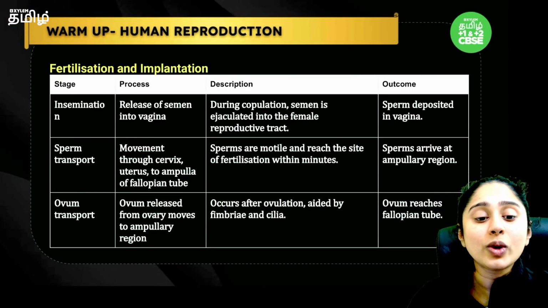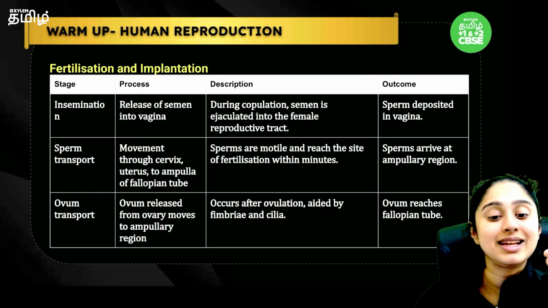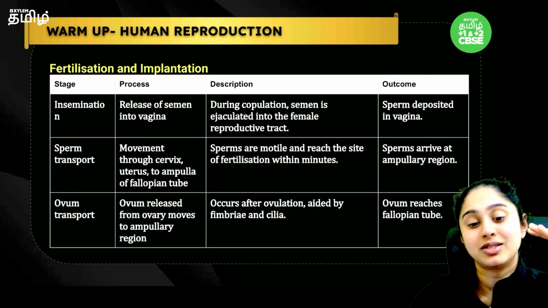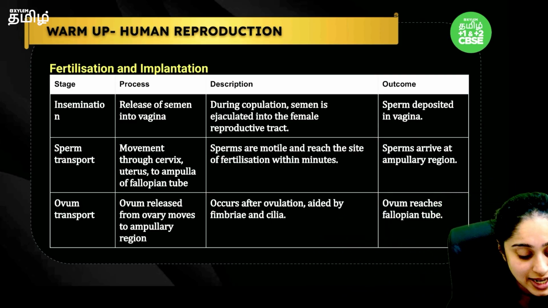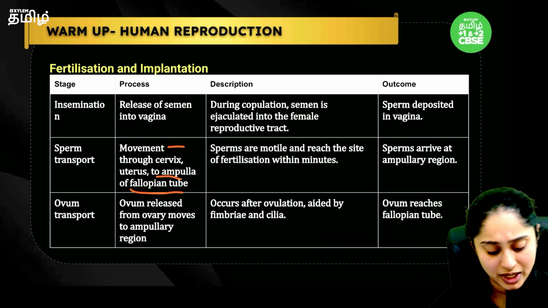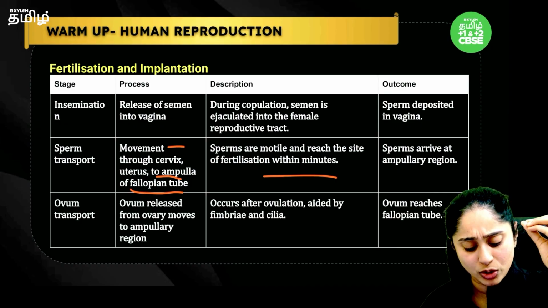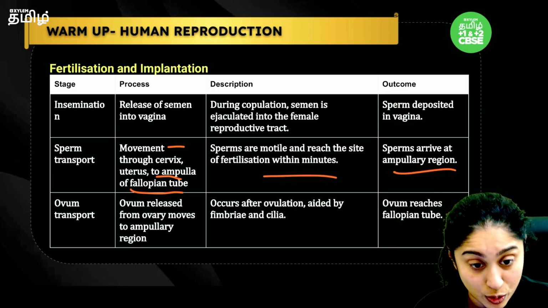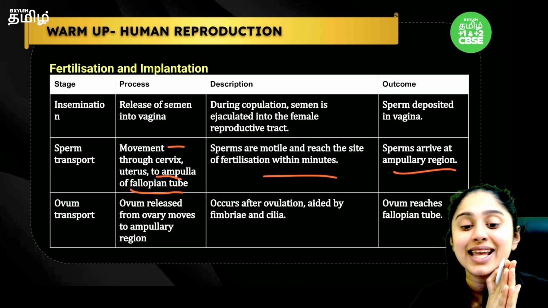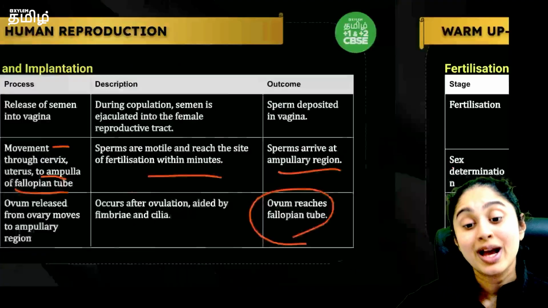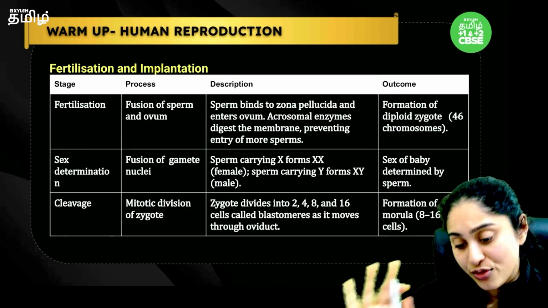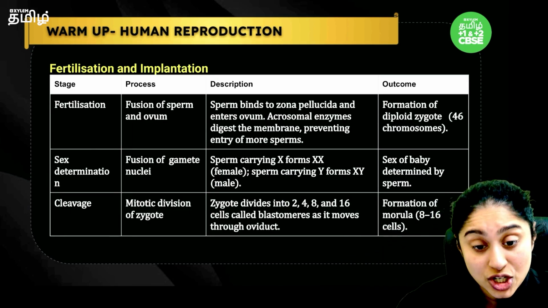Okay, now if you look at fertilization, once the release of the semen happens, once the ejaculation has reached the female tract, it is moving to the fallopian tube. Within minutes they go to the ampullary region of the fallopian tube, and if at the same time the ovum also releases into the fallopian tube, then we have a chance of fertilization. So how is fertilization going to happen?